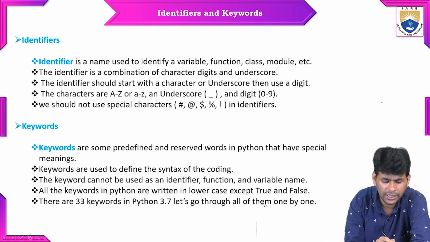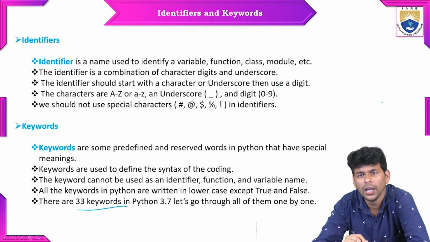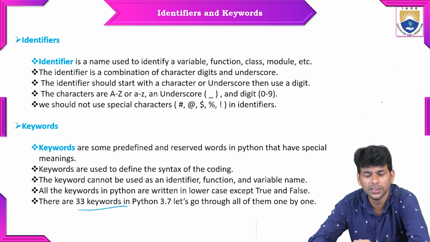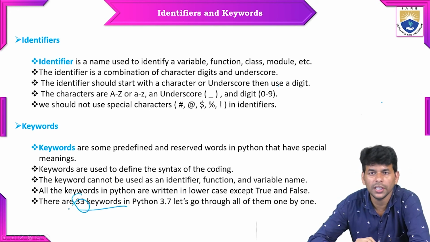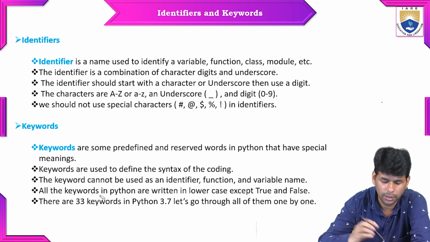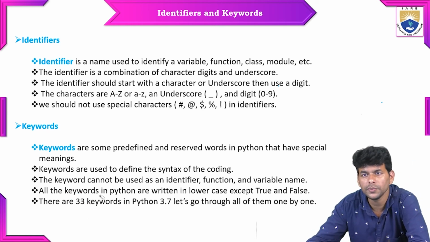The next one is, there are 33 keywords in Python. So we are having different types of keywords. Let us assume how many keywords we are having: we are having 33 in number. Is it clear? Okay, clear. What is that 33 in number? Let us see. We will see here.